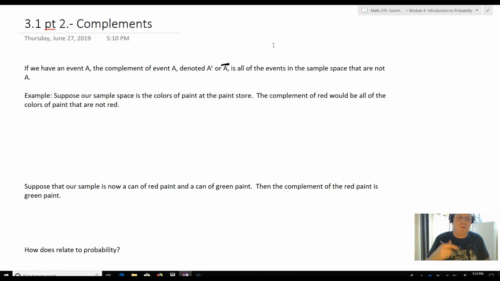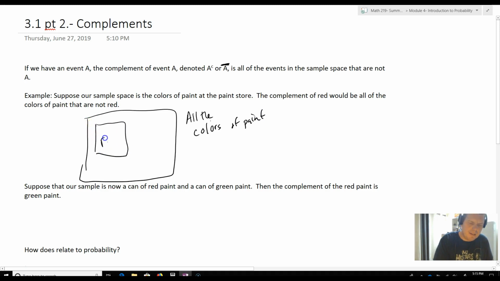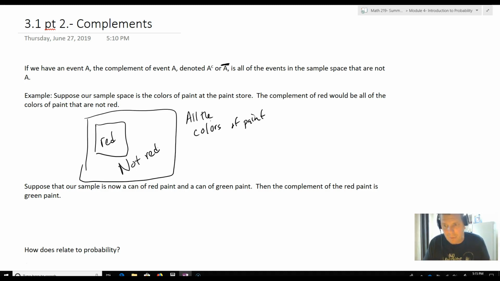So let's say, for example, suppose our sample space is the colors of paint at the paint store. The complement of red would be all the colors of paint that are not red. So our sample space here is all the colors of paint. All right? And we have the red paint, and then we'll have what we would call not red. So not red could be green, it could be black, it could be white, it could be brown. What it is not, it's not red.